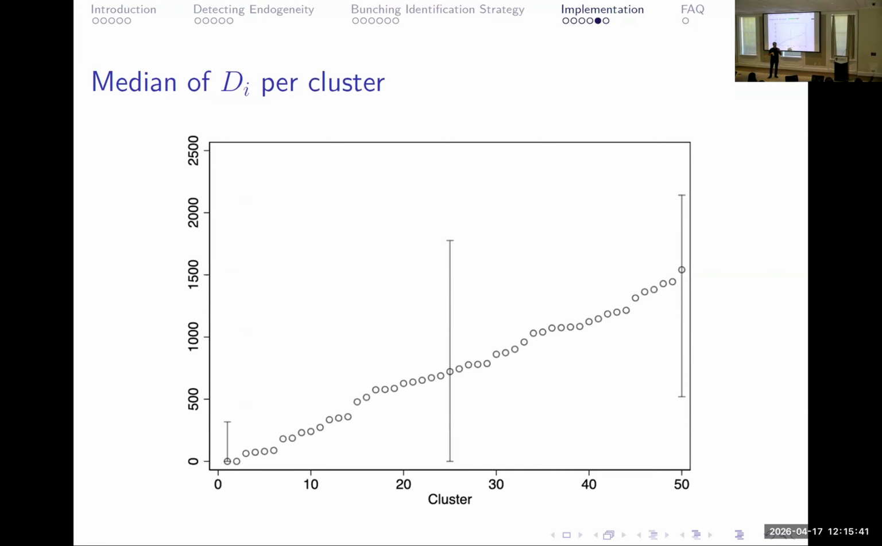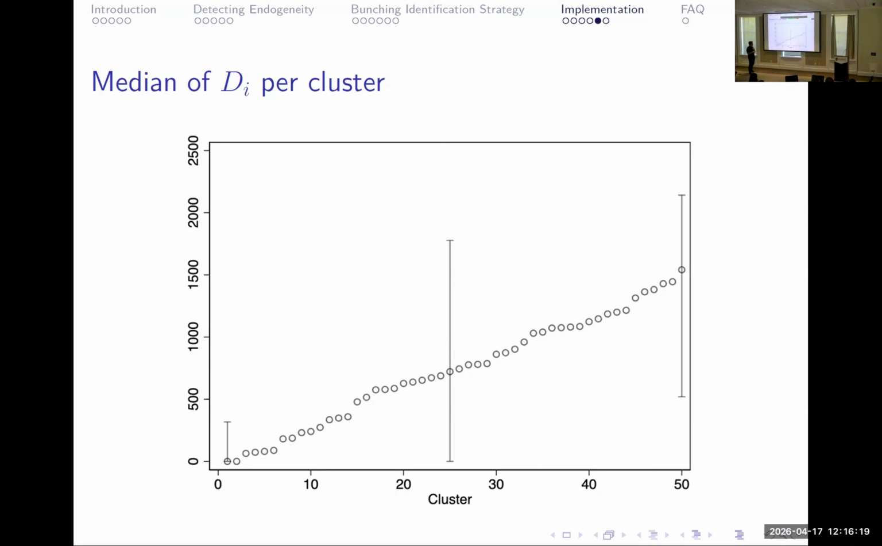Now you essentially have a total of 50 clusters, and I sorted them all based on the lowest median of the treatment variable all the way to the highest median. So for instance, for the 50th cluster here, the median is 1,500 hours. So across all observations in that particular group that I call cluster 50, the median modelers work exactly 1,500 hours, okay? And by the way, those vertical lines here are the interquartile range: this is the 75th percentile, and that is the 25th percentile, okay?